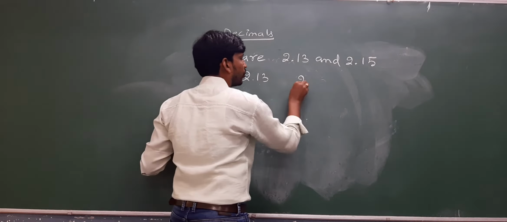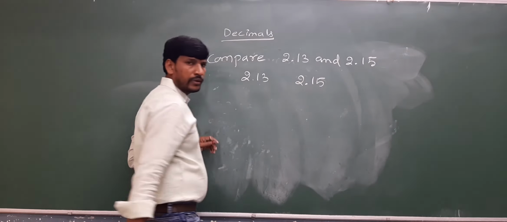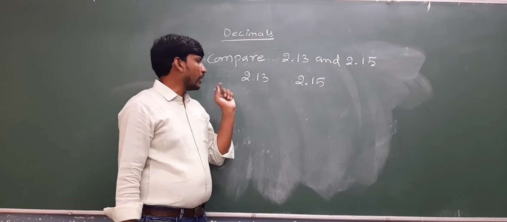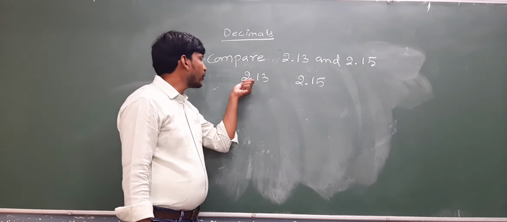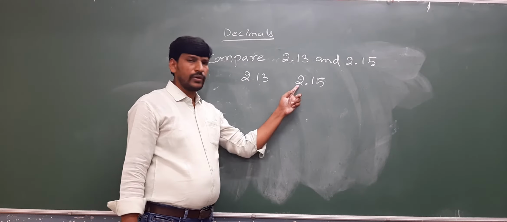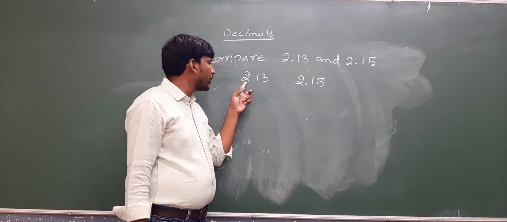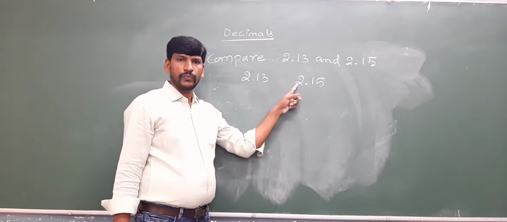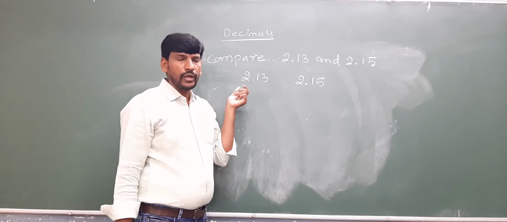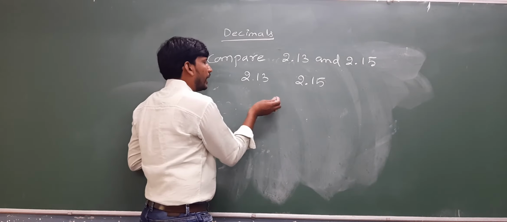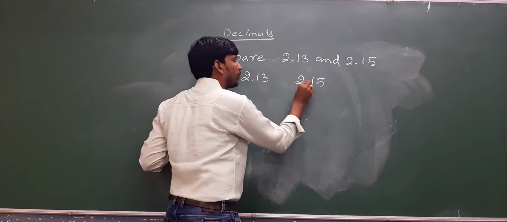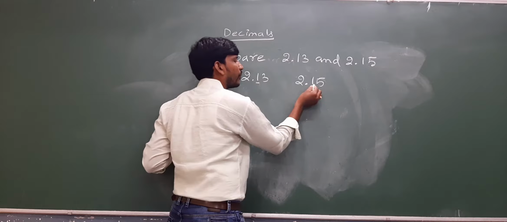See this here, 2.13 and 2.15. In between these two, I told you the first point is you need to compare the values before the decimal. Here before decimal you have 2, here also 2 is there. Both are equal to 2. Now next you have to move to after the decimal. After the decimal point you need to compare the values 1 and 1.